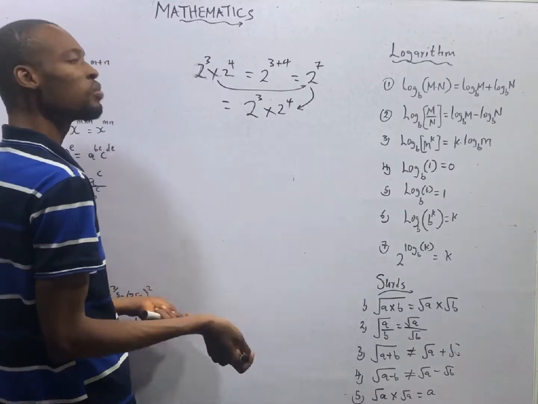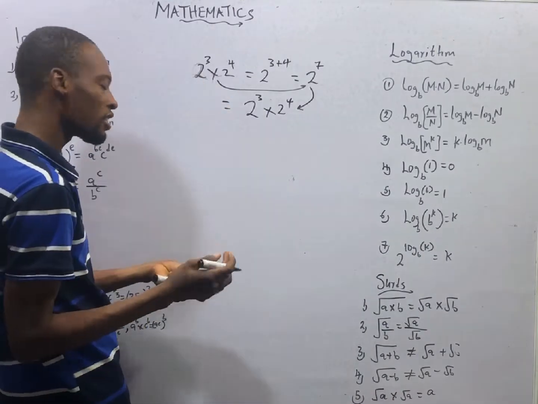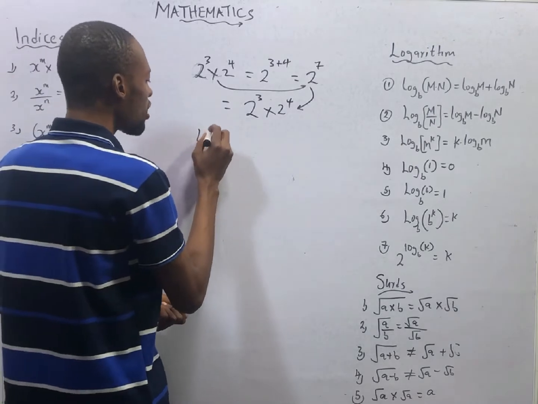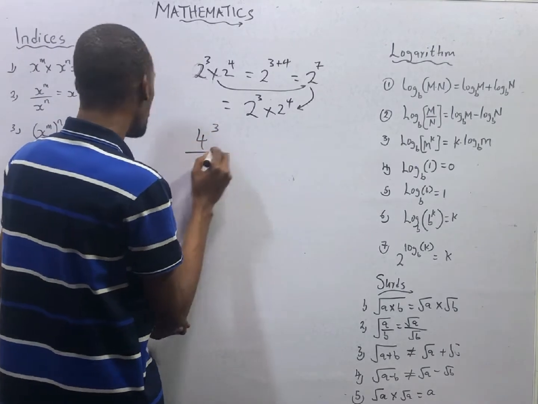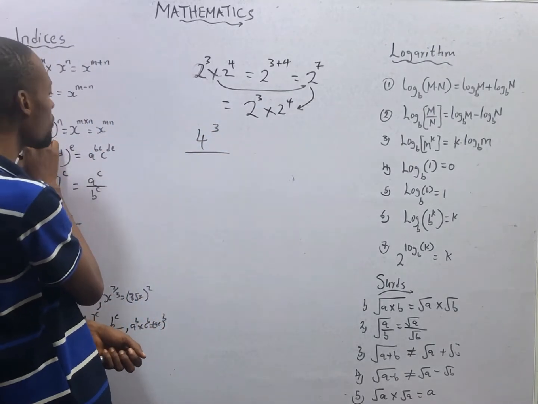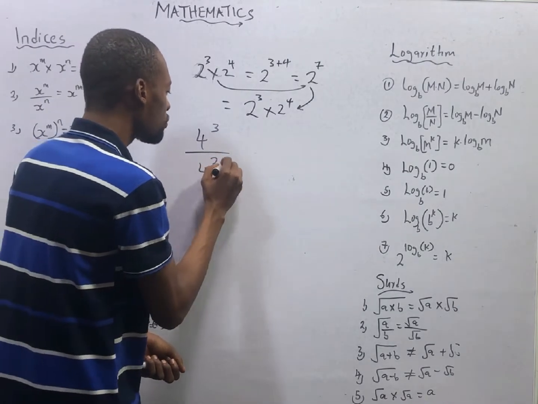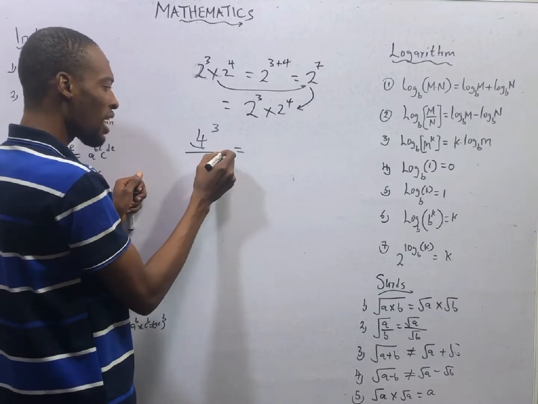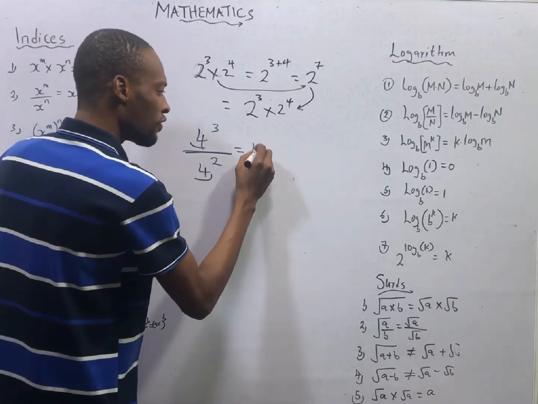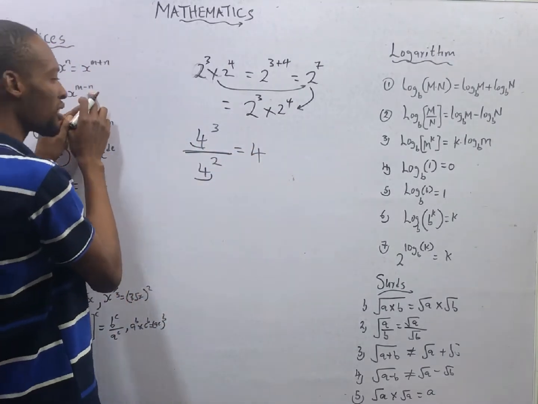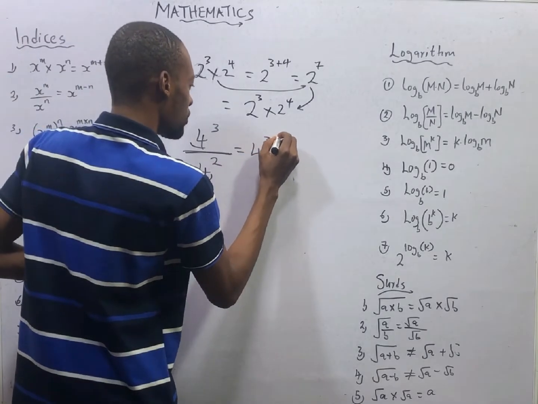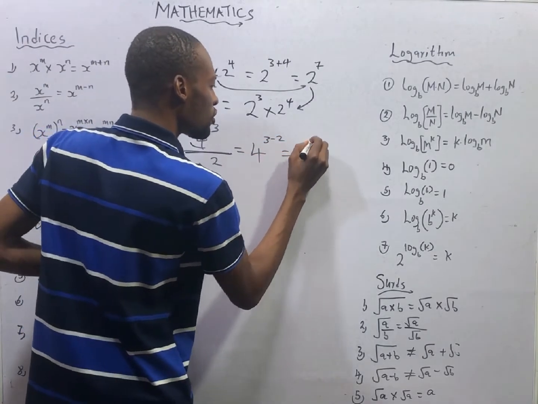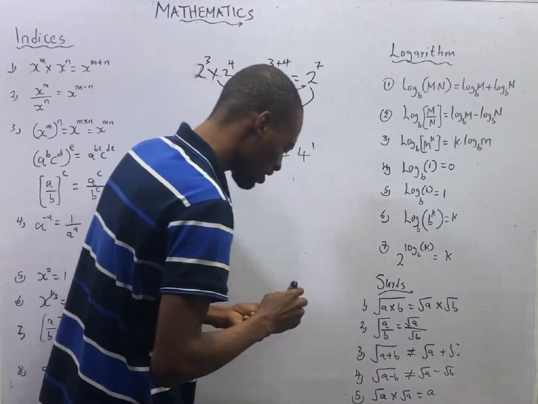Let S be 2. Let's use 2. Or let S be 4 this time around. If I have 4 raised to the power of 3 over 4 raised to the power of 2, the bases are the same and we have division. We take one of the 4, and subtract the powers. You say 3 minus 2. This is the same thing as 4 raised to the power of 1.